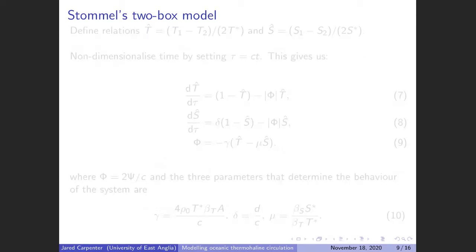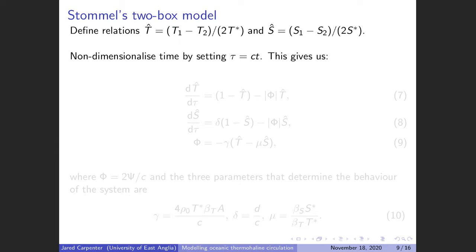So now we've got that, we want to non-dimensionalize our equations. And also as we've got a four-dimensional system, it's not very nice to work with. If we can reduce it down to a two-dimensional system, we have a better chance of getting some useful information out of it. So we'll define T hat and S hat like this. T hat is just the difference between the temperatures in the two boxes divided by 2 times T star, which is our set temperature in the atmosphere. Then we've got S hat, which is the difference between the salinities in box 1 and box 2. The 2 helps because we've got two different terms, it just averages it.